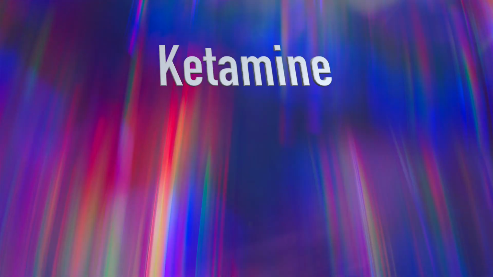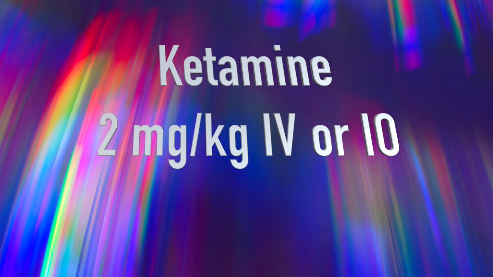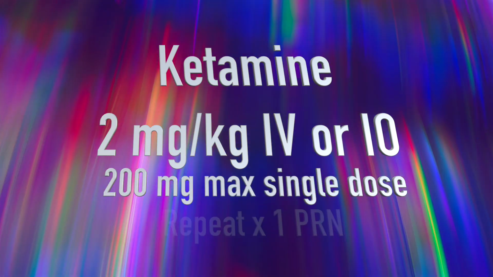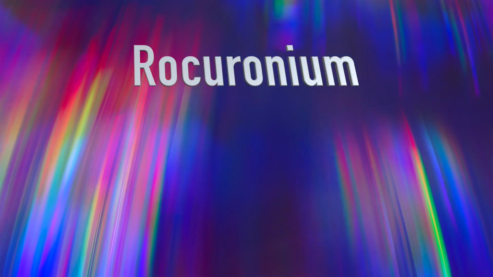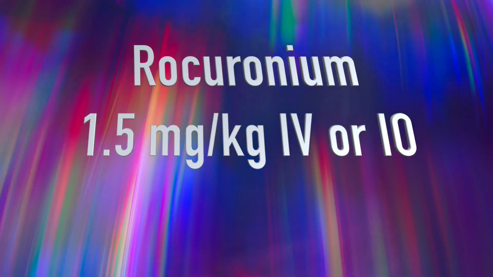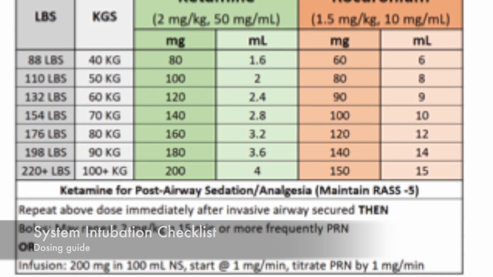Ketamine is dosed at 2 milligrams per kilogram IV or IO with a max single dose of 200 milligrams. You can repeat that once as needed to place the supraglottic. Rocuronium, 1.5 milligrams per kilogram IV or IO, one time only. Now, these are the same doses for both adults and pediatric patients.